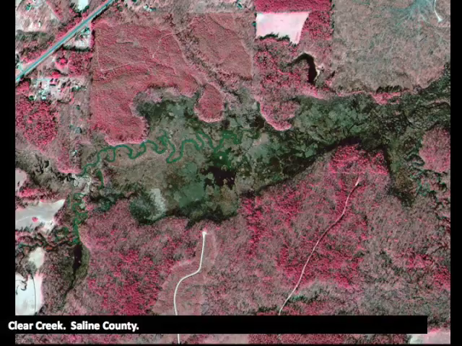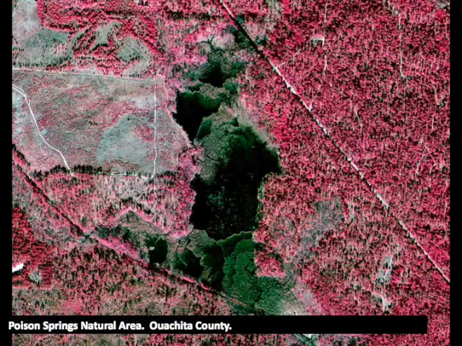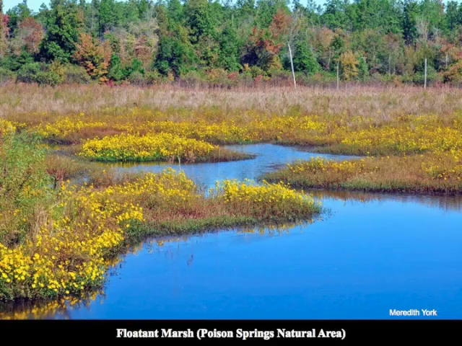But these diverse mosaics of open water, marsh, shrub swamp, and forested wetlands that they leave behind, to me, as a botanist, is very fascinating. This is one of our natural areas, Poison Springs. The beaver are throughout the state, but these spring-fed coastal plain streams are really where I see them doing their best work, really large areas, making these extensive marshes.